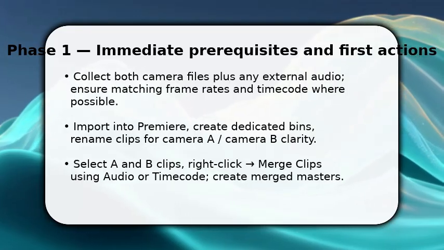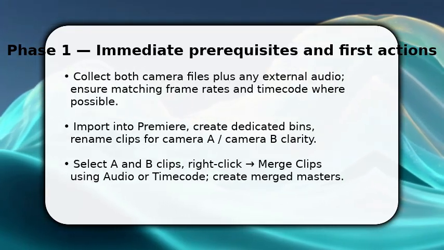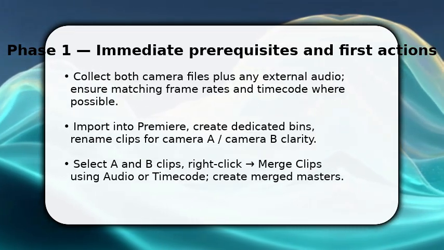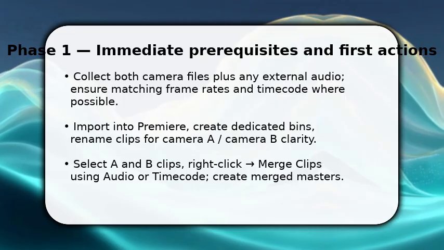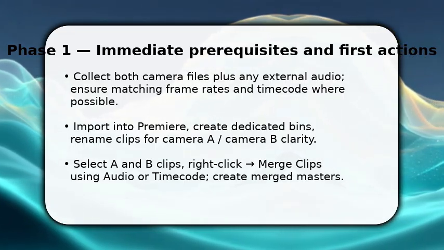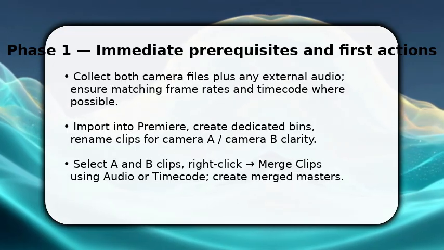Select the two matching takes, right-click and choose Merge Clips. Pick audio if you have no timecode, or pick timecode when it's reliable. This creates a synced master clip. Once done, confirm the merged clip's audio sync by scrubbing a clear transient, like a clap or slate.